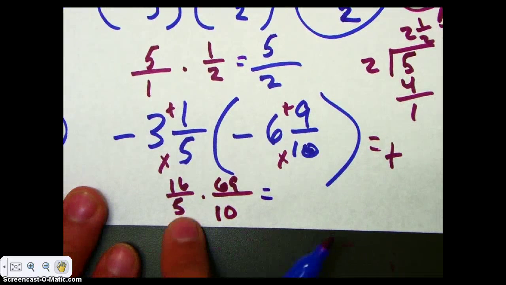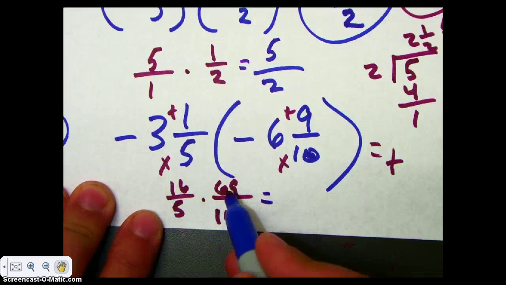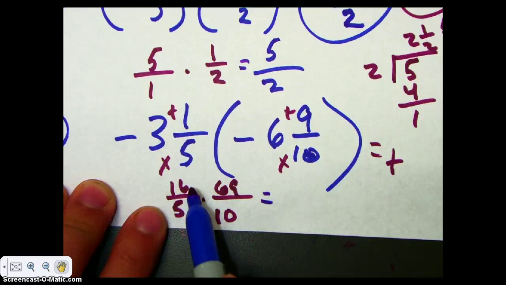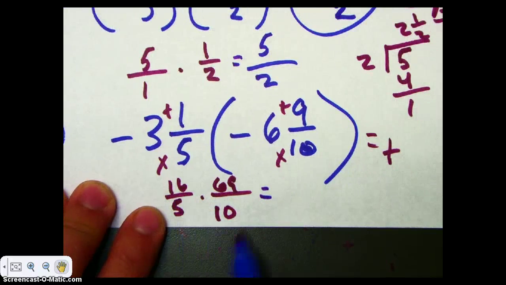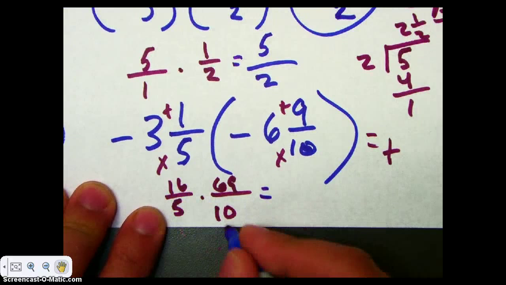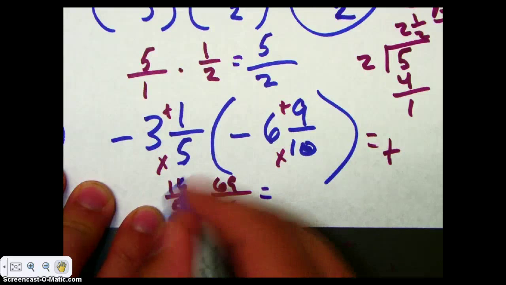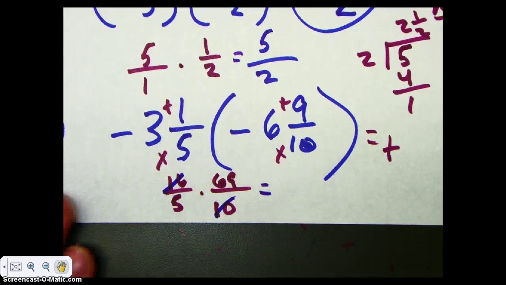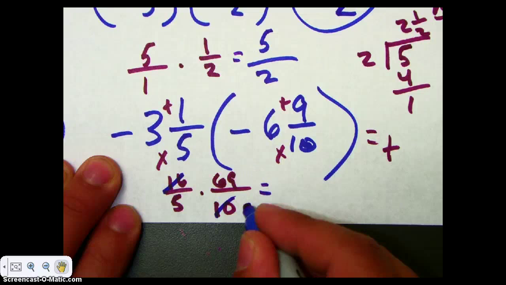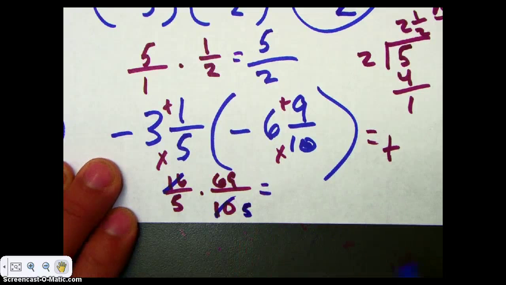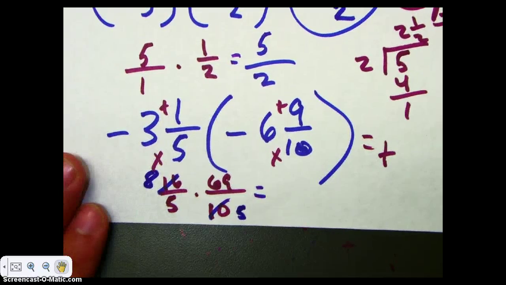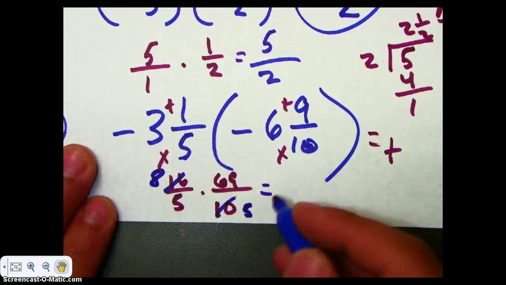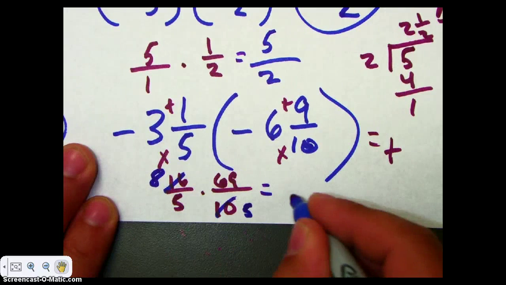So now I can see that nothing goes into 5 and 69, because 5 is a prime number, doesn't go into 69. But I can tell that at least 2 goes into 10 and 16, so I'm going to go ahead and divide by 2 to make my number smaller. That'll make the multiplication easier in a second. 2 goes into 10 5 times. 2 goes into 16 8 times. And there are no other common factors at this point. 5 times 5 is 25.